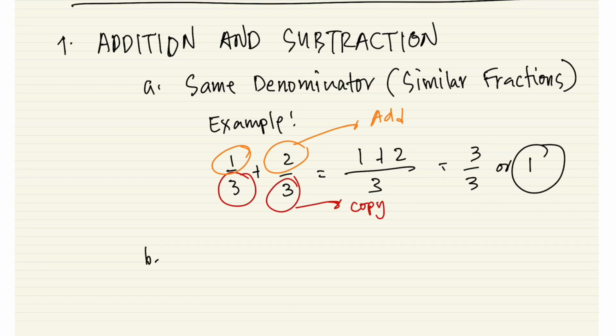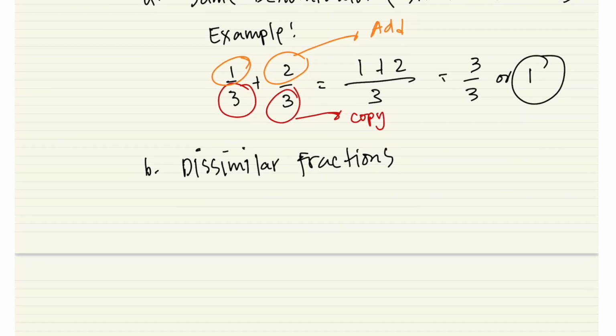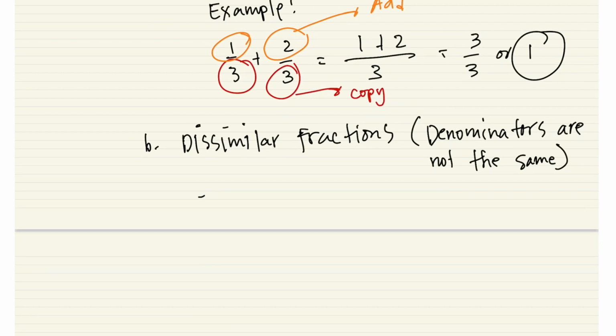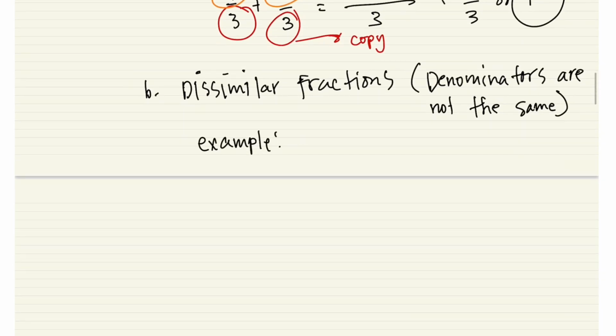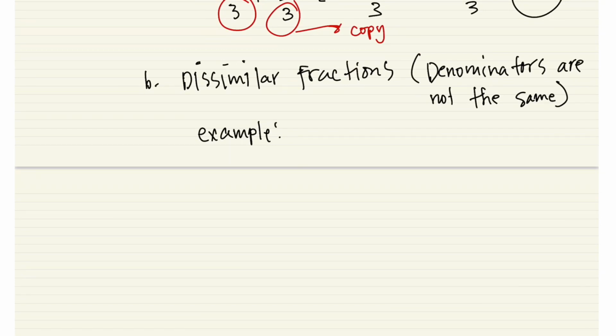Second is when you have unlike denominators, or dissimilar fractions, once their denominators are not the same. Let's have a quick example here. We have 1/3 plus 1/6. Notice that the denominators are not the same.